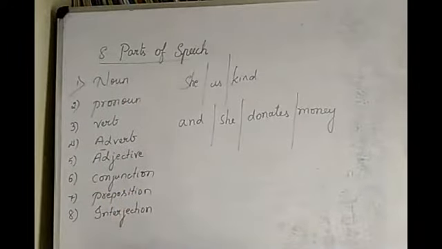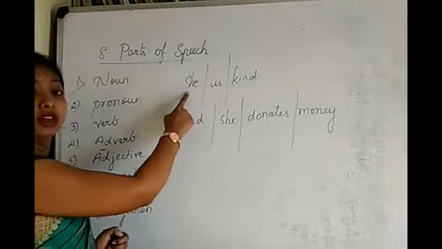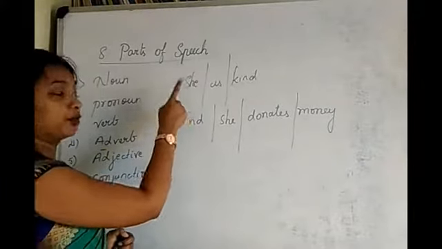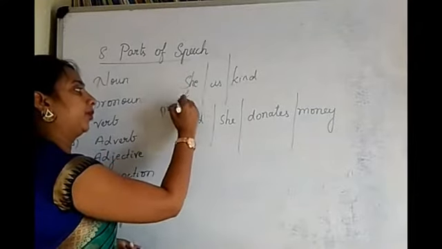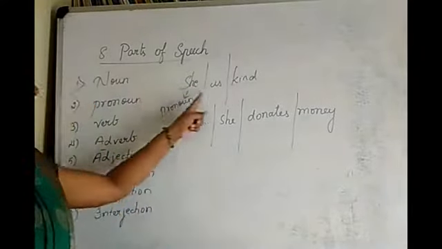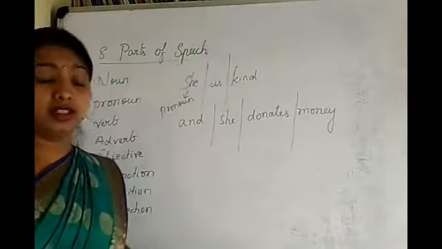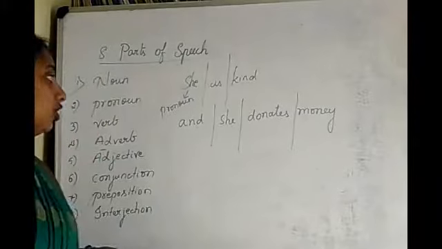I have written one sentence on the board and I have parted it. I want the names of those parts now. Can you give the names of those parts? The sentence I have written on the board is, she is kind and she donates money. Which part of speech is she? It is a pronoun. I can say, Sita is kind and she donates money. Instead of Sita, I am using she. So, she is a pronoun.